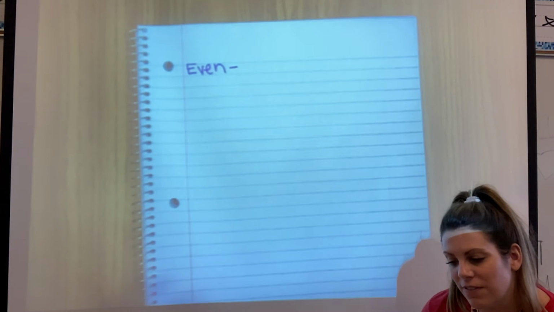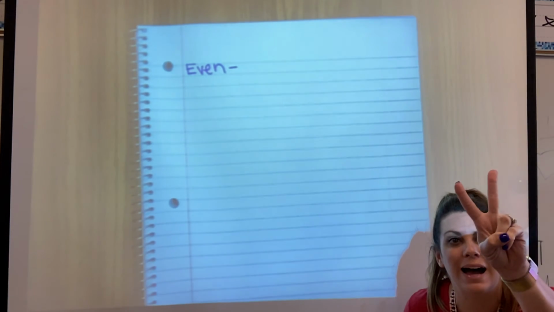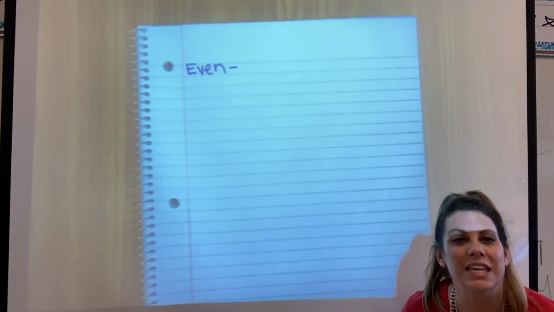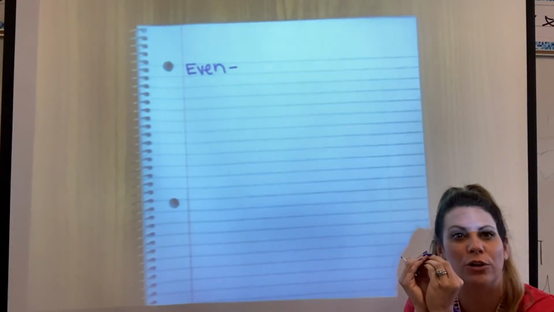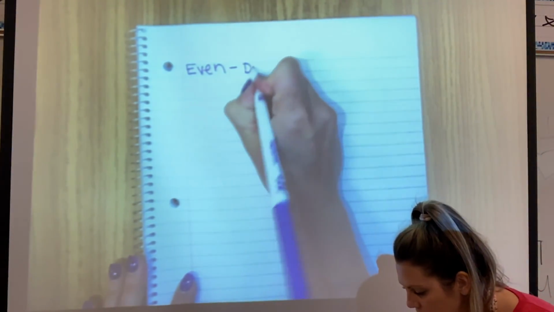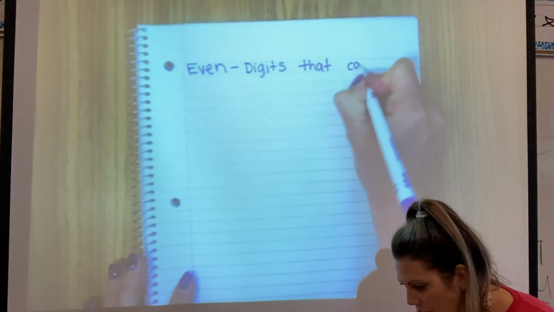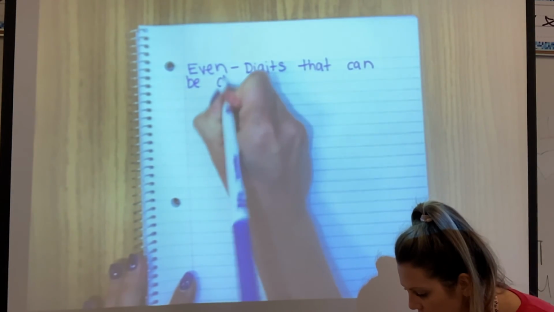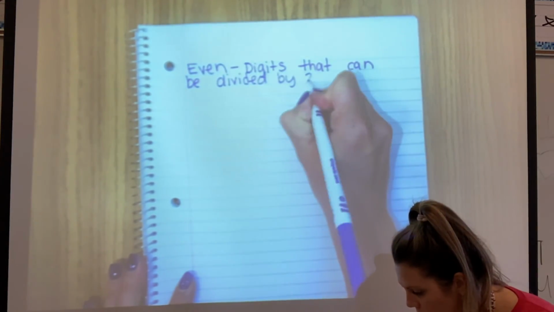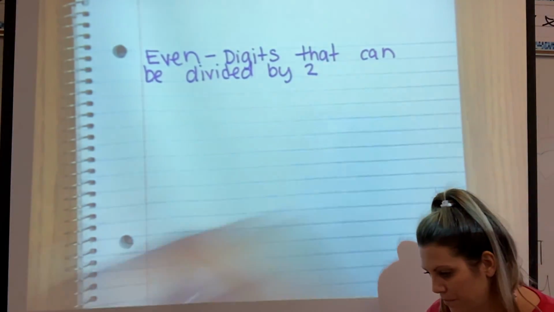So when we think about even numbers, those numbers can always be divided by 2 with none left over, okay? So even numbers always have a partner and there's nothing left over. So for our notes, we want to say digits that can be divided by 2. You see that, okay? With none left over.